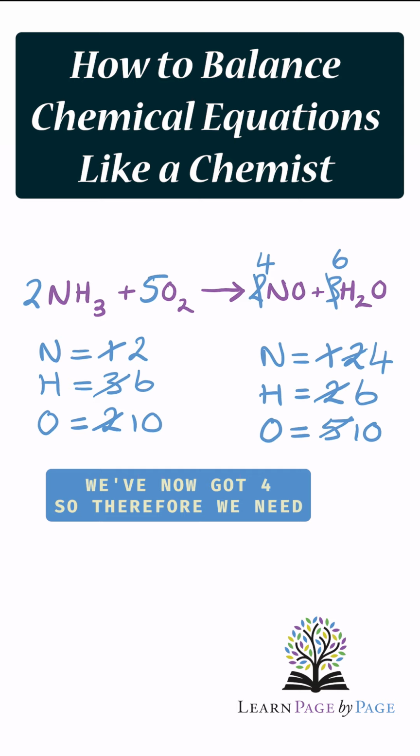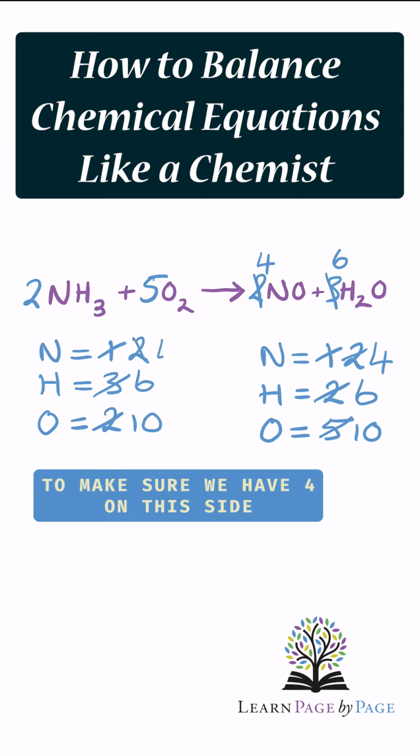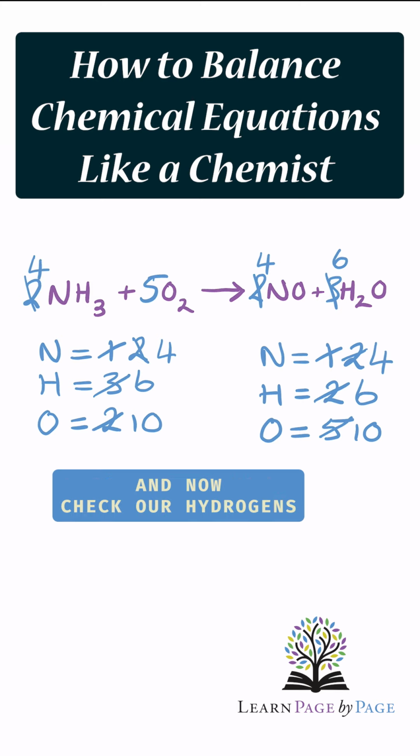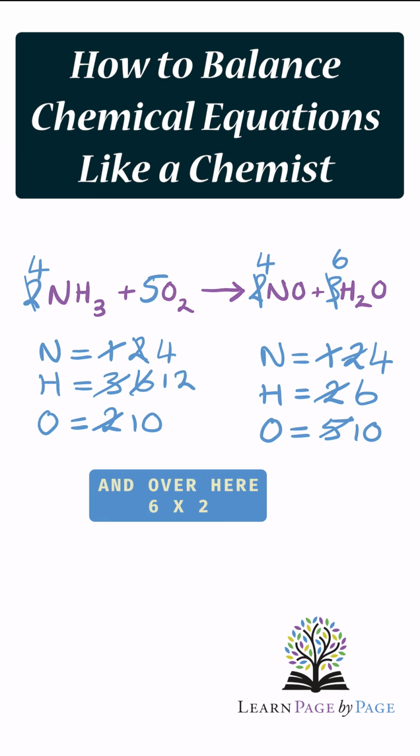So therefore, we need to make sure we have 4 on this side. And to do that, we need to change that to a 4. And now check our hydrogens. 4 times 3, that gives us 12 hydrogens. And over here, 6 times 2, that's also 12. And that's fully balanced.